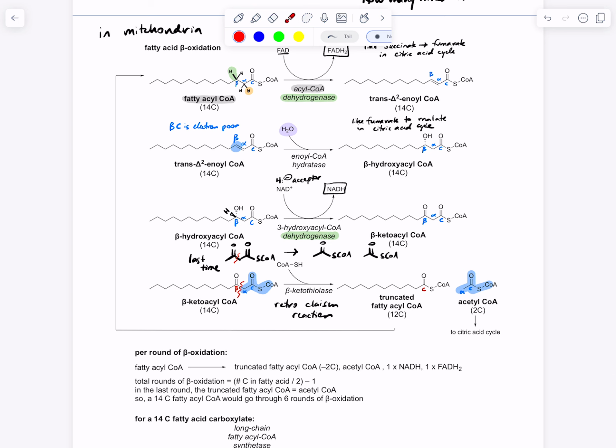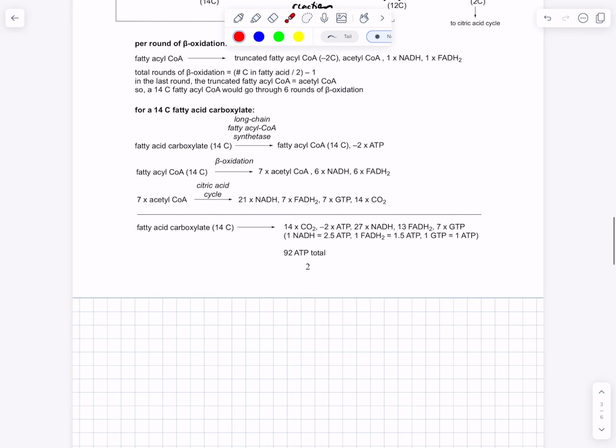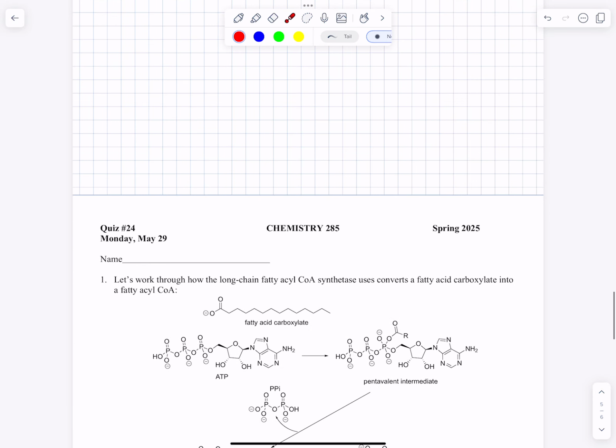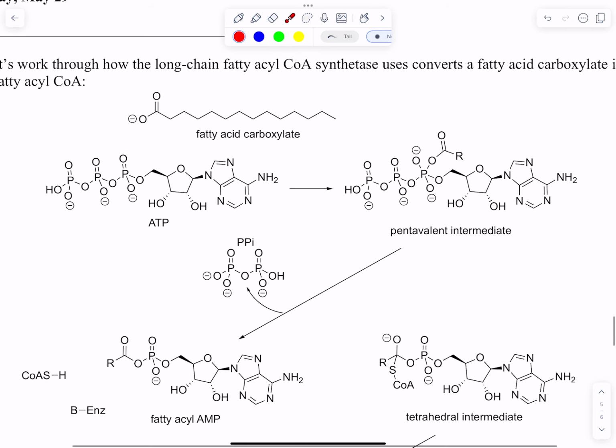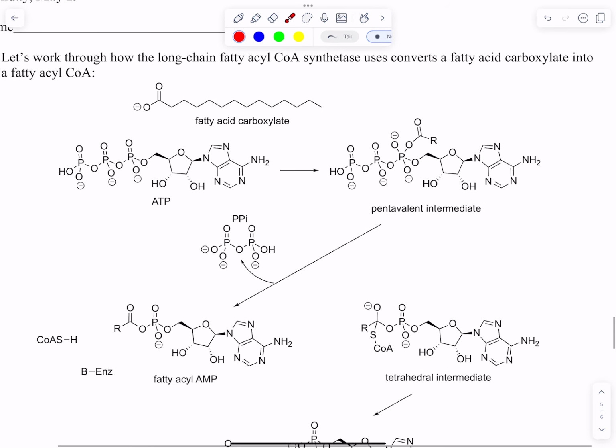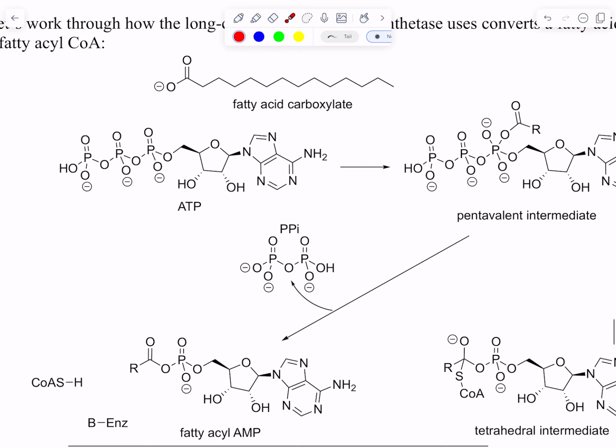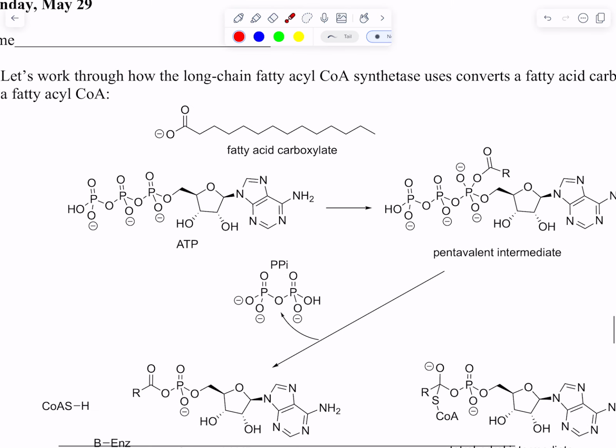So let's just dive into the mechanism of what happens to the fatty acid carboxylate. We started in on this but ran out of time last time, and this is the first item on your quiz. We'll walk through it together because it's a little bit unusual. The enzyme that catalyzes this is called a long-chain fatty acyl-CoA synthetase. So this is a funny name. It's one you haven't encountered before.